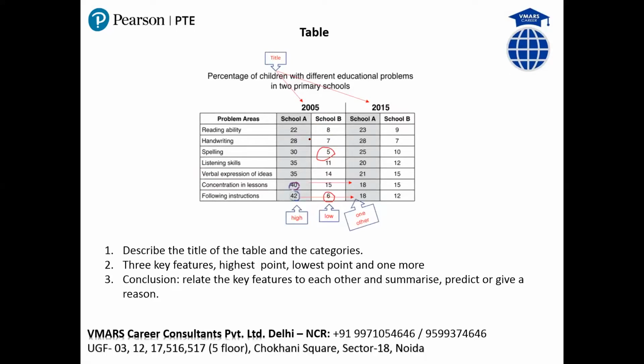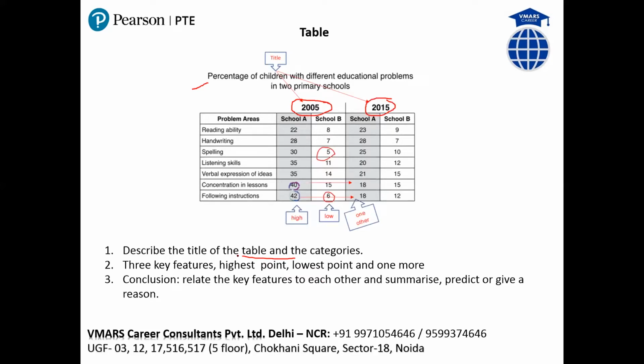Okay, now look at this table. So starting with today's class, that is table. Now how would you describe a table? In table description, describe the title of the table and categories. Again, you can say the given image shows the information about, or you can use the statistical data reveals information about a table, which shows the percentage of children with different educational problems in 2 primary schools during, please include the year, during 2005 and 2015.